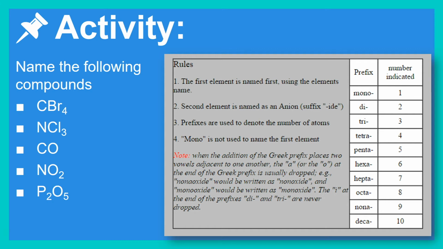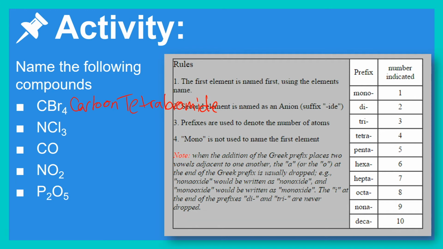Alrighty, let's see how you went. So for our first one here, we look at our first element. Our first element is carbon, and there's one of them, so we can just write carbon. Next element is bromine, but it's a second element, so we have to change that to bromide, and we happen to have 4 of them, so we're going to say tetra for 4, and bromide. So that's our first one, it's carbon tetrabromide.